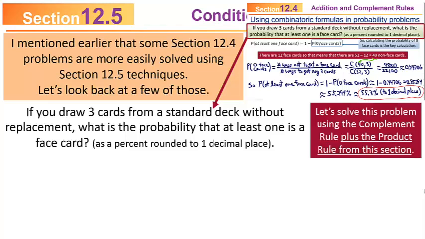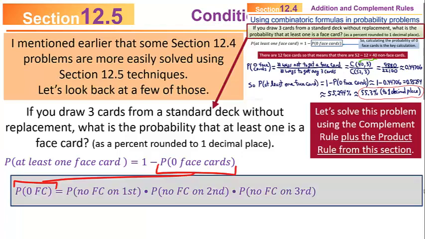We'll start off just as before using the complement rule, but I want to do the rest of the problem using the product rule for probability that we learned in this section. So the complement rule here says the probability of getting at least 1 face card is 1 minus the probability that we don't get any face cards. But remember, we're drawing 3 times and we're drawing without replacement, so keep that in the back of your mind. The probability of getting 0 face cards on 3 draws by the product rule is the probability we don't get a face card on the first draw times the probability we don't get a face card on the second draw times the probability we don't get a face card on the third draw.